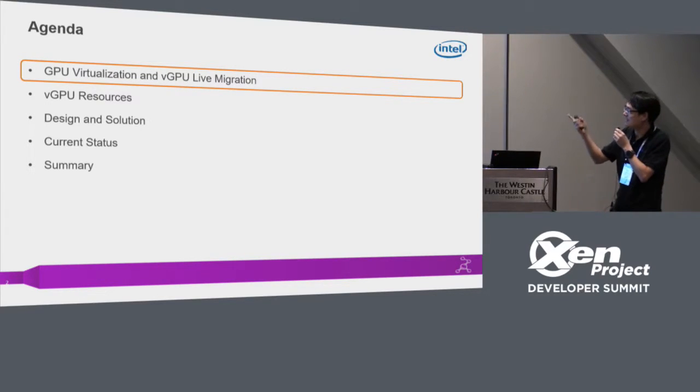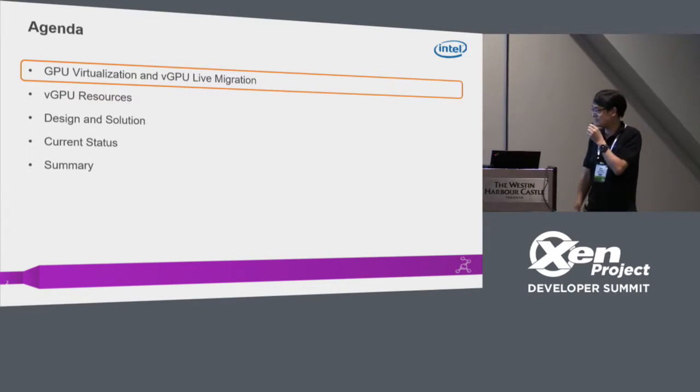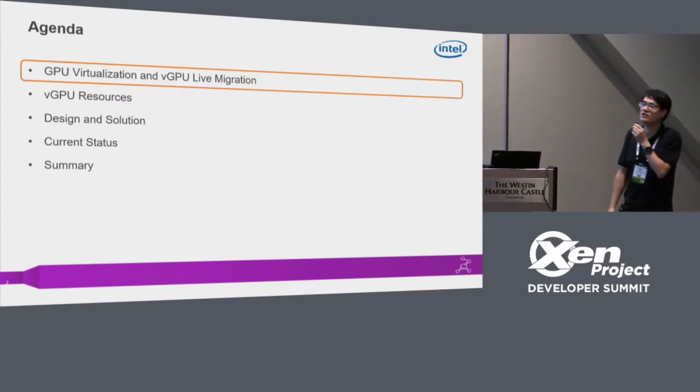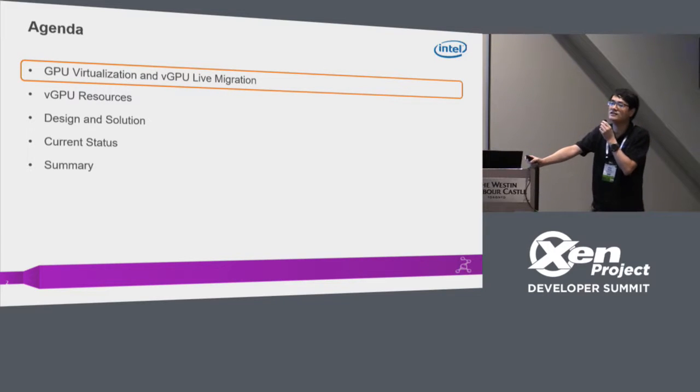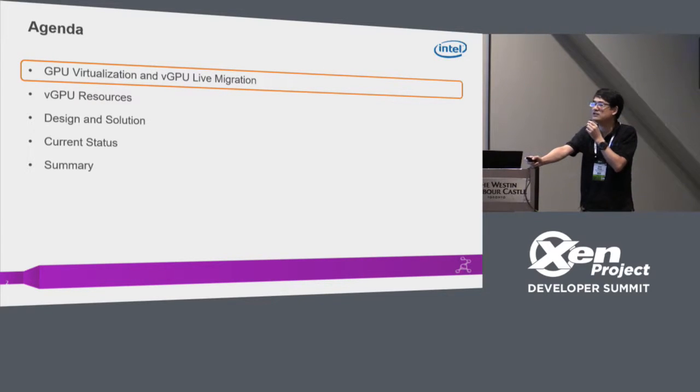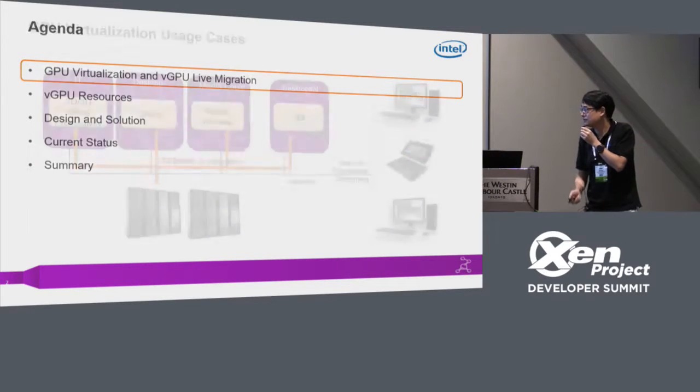In the second part, I will go into the technical details. What are the challenges we have to migrate a vGPU instance, and how do we overcome these challenges? In the end, I will provide some data: what data we have currently, and a summary.